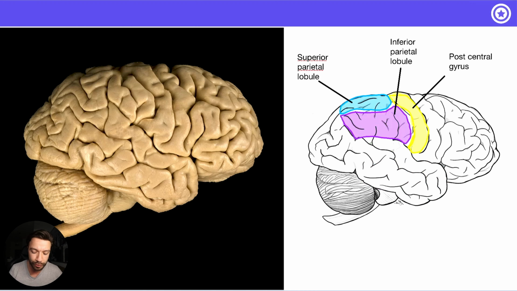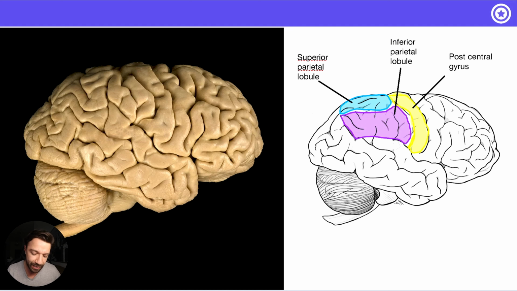Now the supramarginal gyrus and the angular gyrus are both found within the inferior parietal lobule, which we'll take a look at now. So going into our parietal lobe right here, it's going to be divided into three sections. We're going to have our postcentral gyrus, because here would be our central sulcus. This right here would have been our precentral gyrus. So behind that central sulcus, we're going to have that postcentral gyrus. And then posterior to that postcentral gyrus, we're going to have our inferior parietal lobule and our superior parietal lobule.